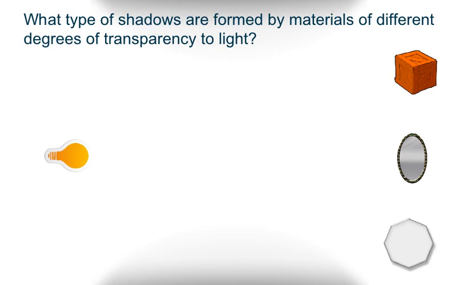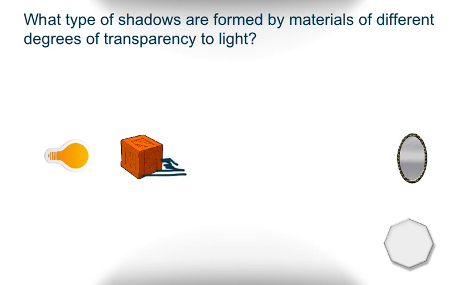So now that we understand how shadows are formed, do different materials form different types of shadows? The answer is, of course, yes. For example, if we have an opaque material, then the shadow that is formed by the opaque material, since it doesn't allow any light to pass through at all, would be very dark.